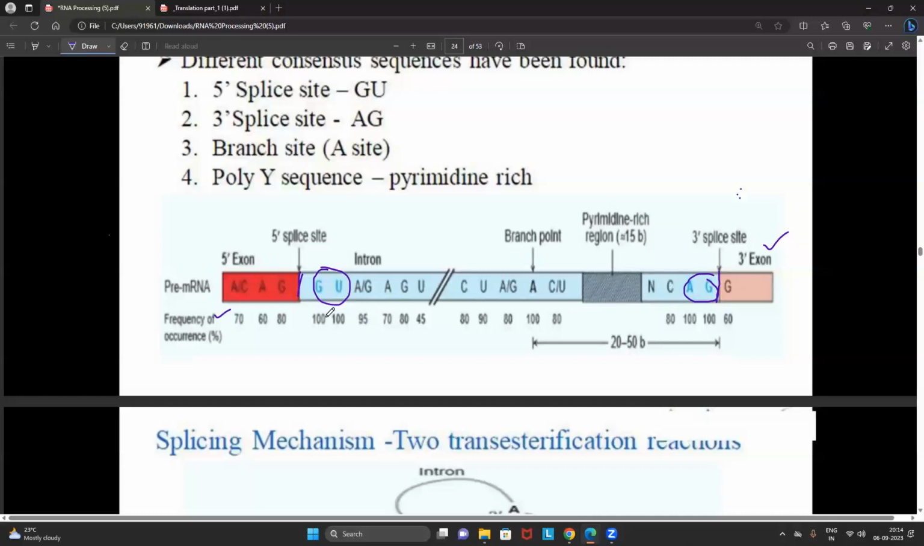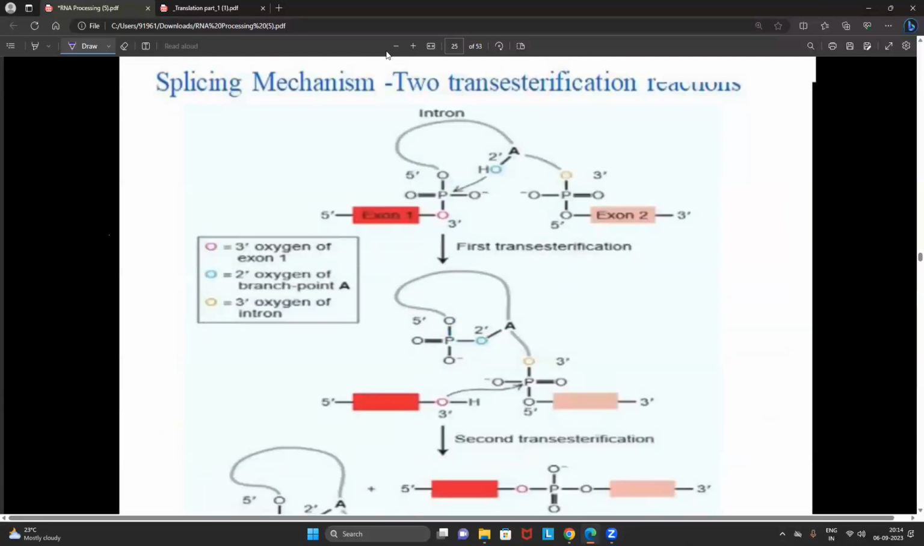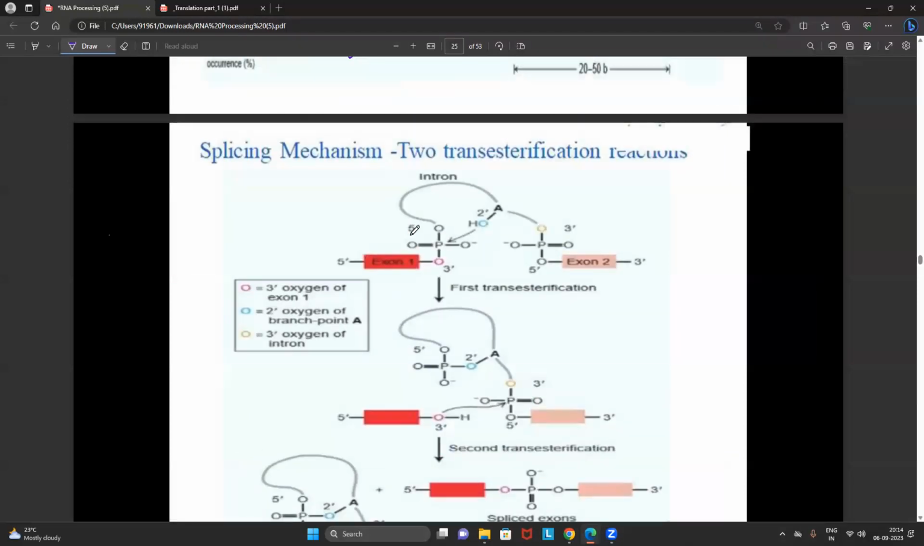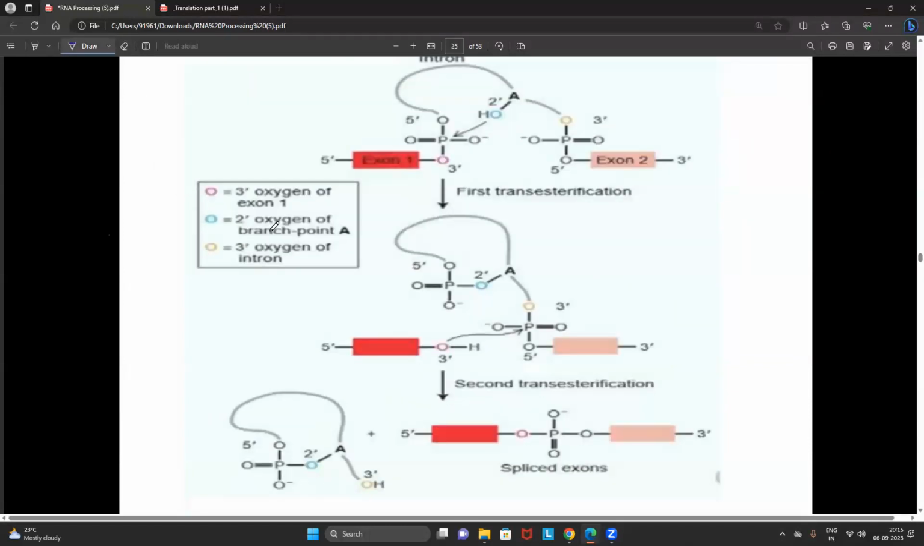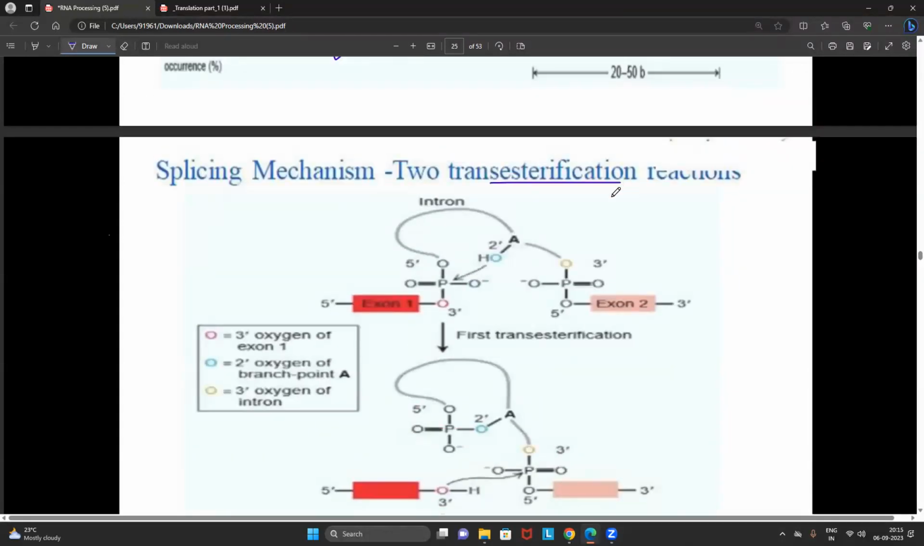Now, is this sequence common in every mRNA? No. Most mRNAs contain this particular sequence, but it is not common in all. In your exam, they can ask a direct question: which of the following mechanisms is followed in the process of splicing? Every student remember my words. The splicing mechanism is transesterification. Never get confused with that point. What is that? Transesterification: removal of the intron and joining of the exon.